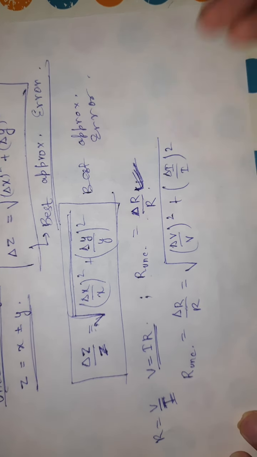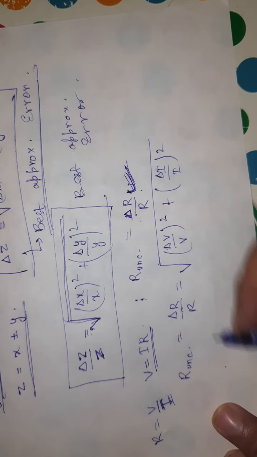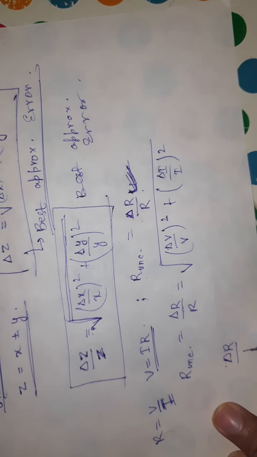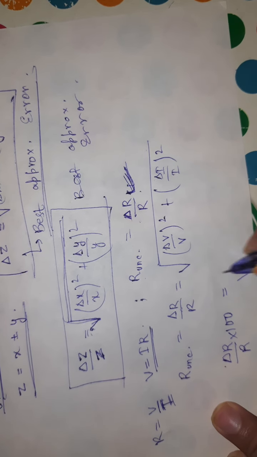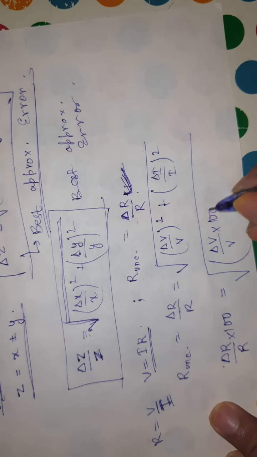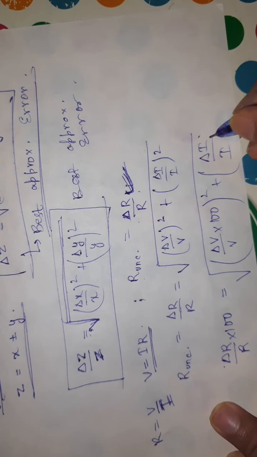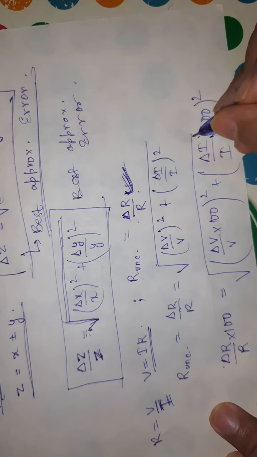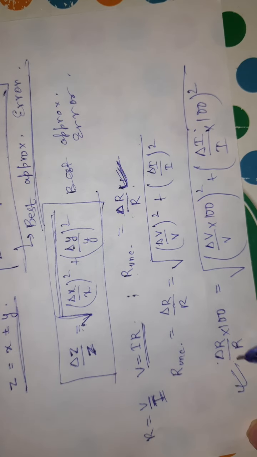Now suppose we have to find the percentage uncertainty, I mean the percentage error in the uncertainty of this resistance. Then what we do is simply multiply every term by 100. Remember this, we multiply every term by 100. So delta R by R into 100 is equal to root under (delta V by V into 100) whole square plus (delta I by I into 100) whole square. So what will this give? This will give us the uncertainty in percentage error, I mean the deviation of resistance in percentage, okay.